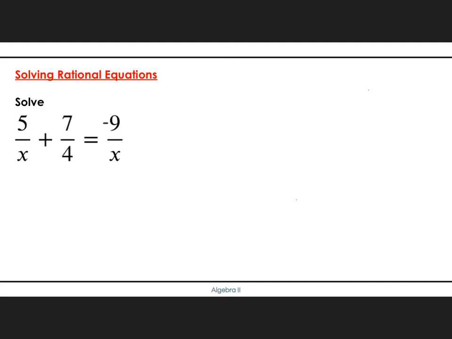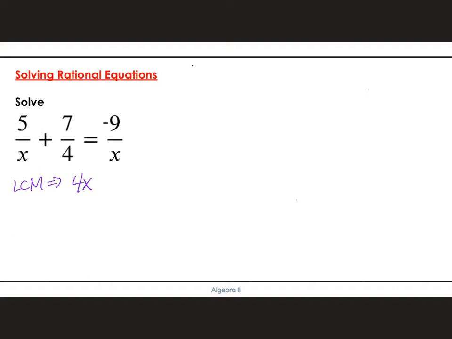Okay, so here we are at our next one. A little bit easier. First we want to find the least common multiple. So we have an x and a 4, so our least common multiple is going to be 4x. I'm just going to write that the LCM is 4x. That means that now I'm going to take everything and multiply it by 4x.